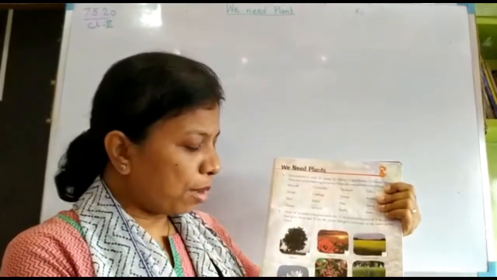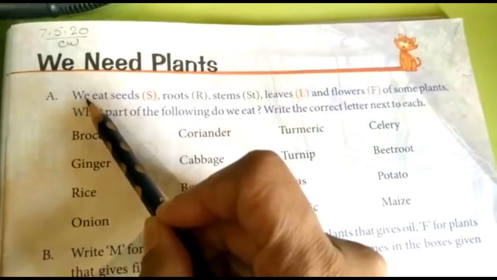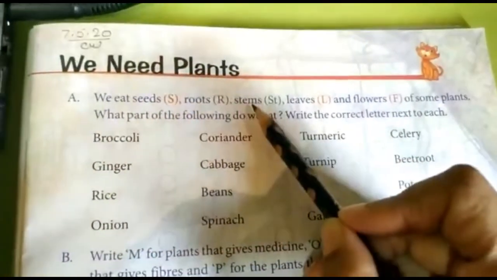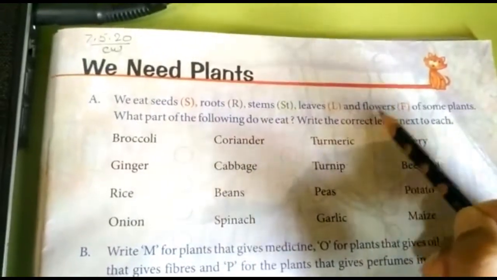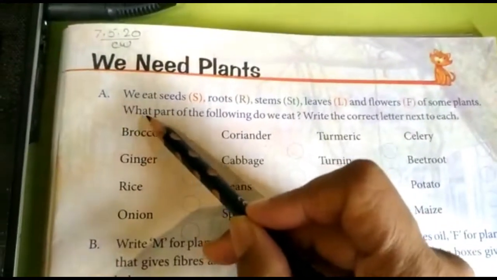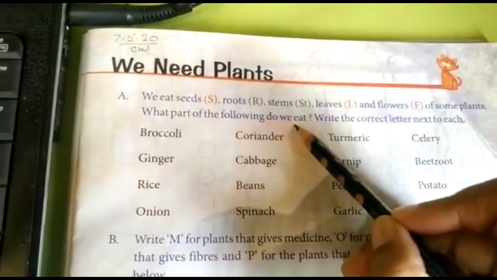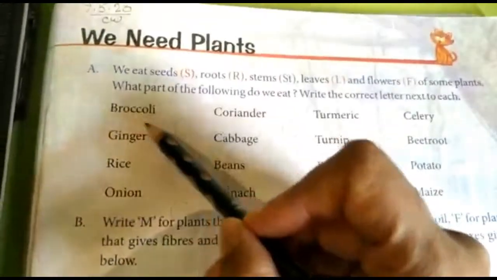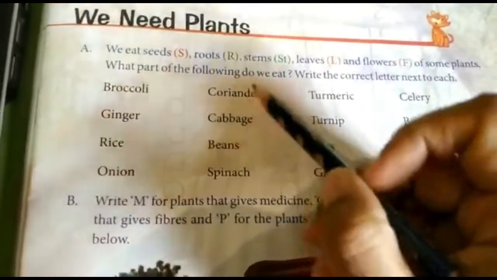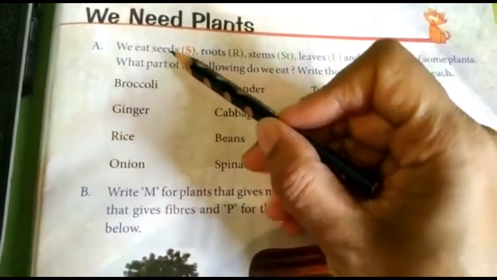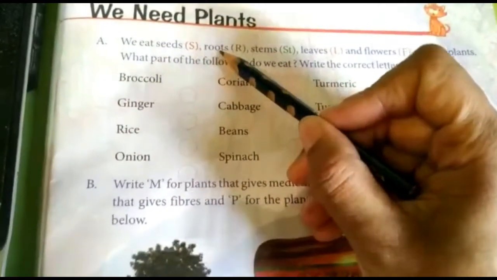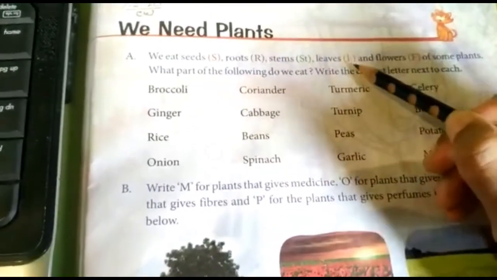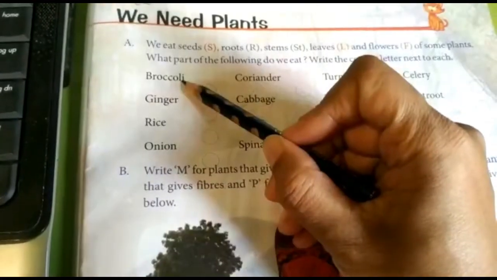So take out your book, page number 11. We need plants. We eat seeds, roots, stems, leaves and flowers of some plants. Now what part of the following do we eat? Write the correct letter next to each. So these are the words given: plant's name and which part of it we eat. So if we eat seed, we write S. Roots, for roots we write R. For stem, ST. Leaves, L. And flowers, F.